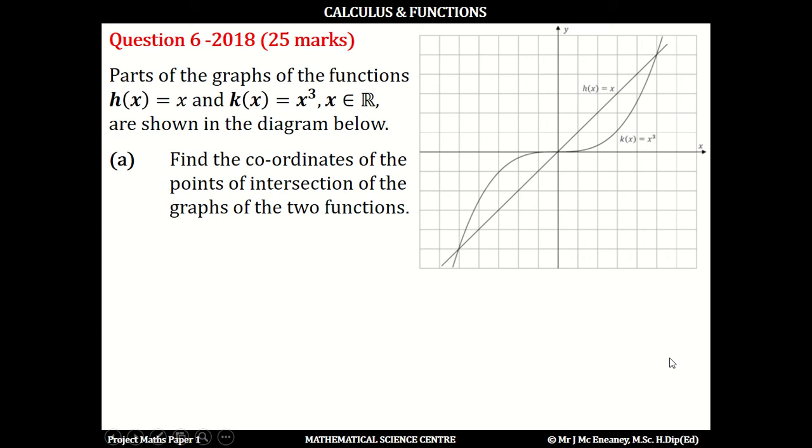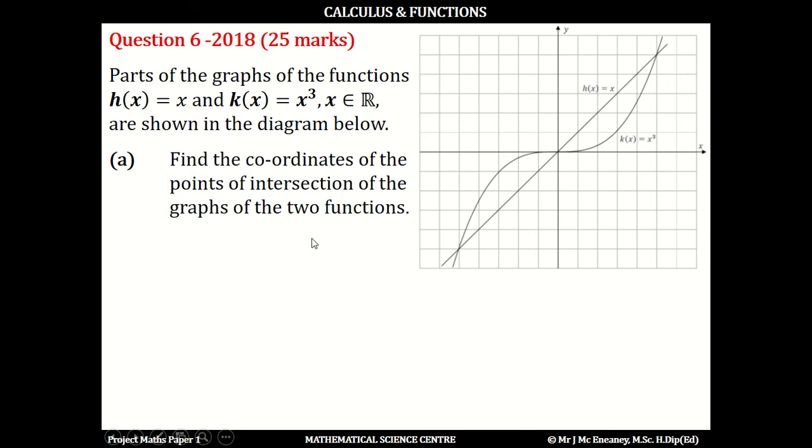2018 question 6. Parts of the graph of the functions h of x equals x and k of x equals x cubed, where x is an element of the reals, are shown in the diagram below. We want to find the coordinates of the point of intersection of the graphs of the two functions. So h of x equals x, that's just the line y equals x, and k of x equals x cubed, that's just the cubic y equals x cubed.